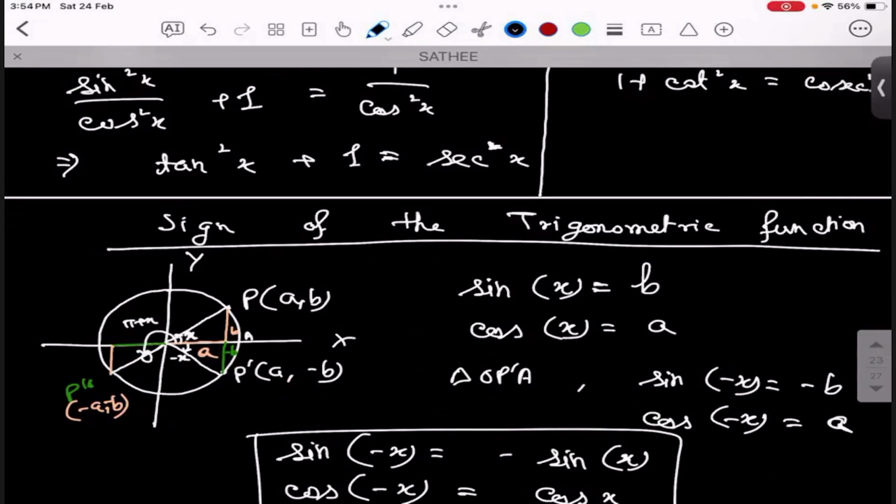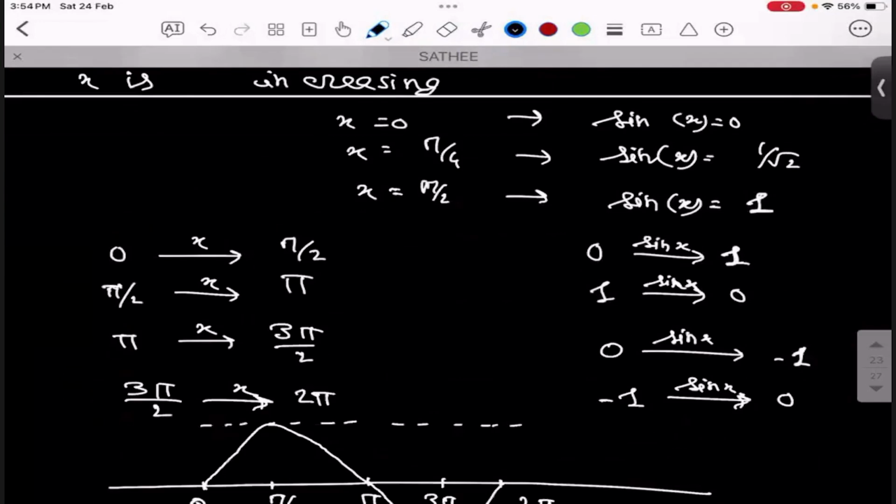Whenever this x is increasing, this rotation is going on. This point P is going from A to the top along the y coordinate. So in that case, sin x, that is the value of b, is increasing, but the value of a, that is cos x, is decreasing. Right? Just compare these two things.